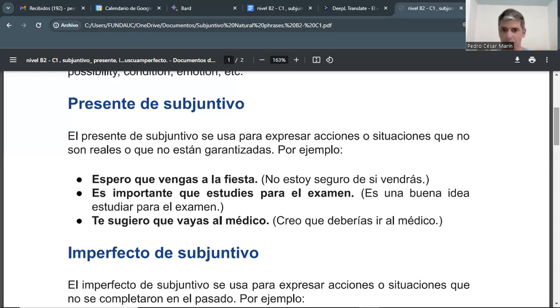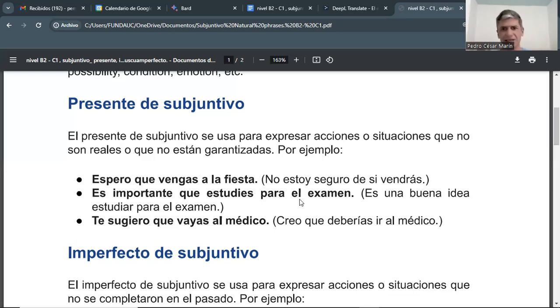And usually also emotions. Espero que vengas a la fiesta. Que vengas. That's subjunctive. Vienes is the regular conjugation. Vengas is present subjunctive because it is connecting to the future and also is connecting in an emotional way. Espero que vengas, future, a la fiesta.